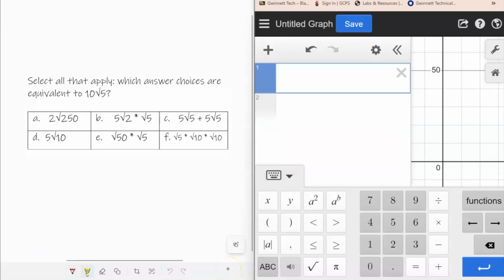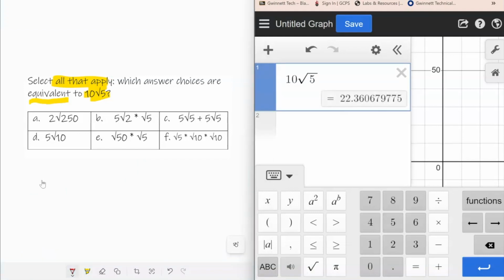All right, select all that apply. This means there's more than one answer, so you got to check all of them. Select all that apply. Which answer choices are equivalent? This word equivalent means the same as 10 radical 5. So if I'm looking for one that's the same as 10 radical 5, it means I need to put 10 radical 5 in the calculator because I need one that's the same as this. So we don't even have to work these out. We can just put them in the calculator, which is the great thing about multiple choice test-taking strategies. Put the question in the calculator and all the answer choices and see which ones match. So let's go ahead and do that.